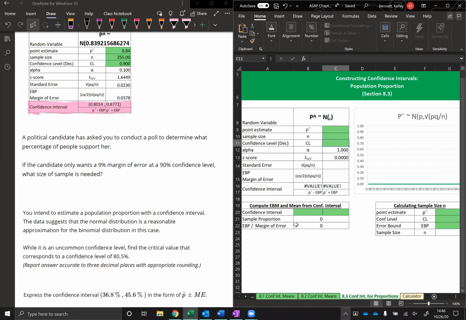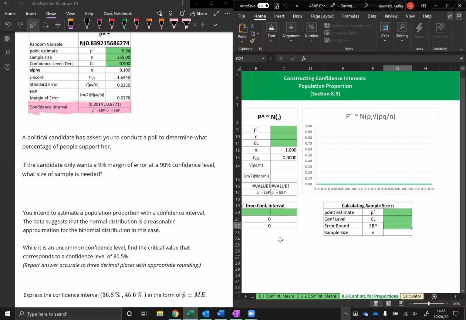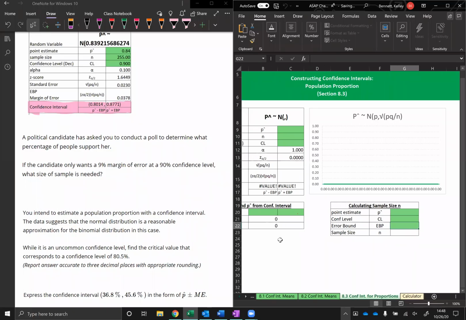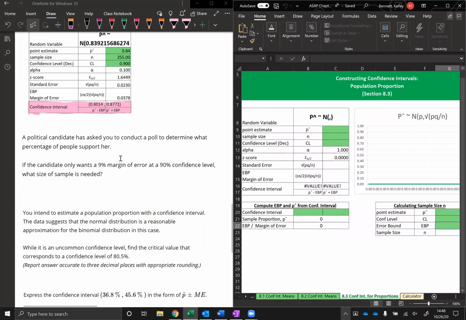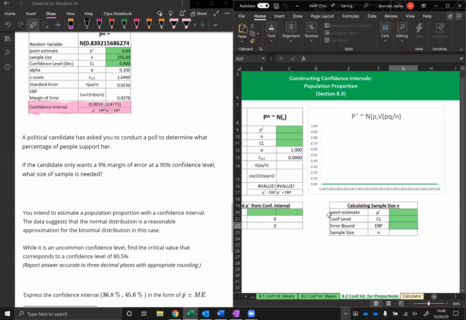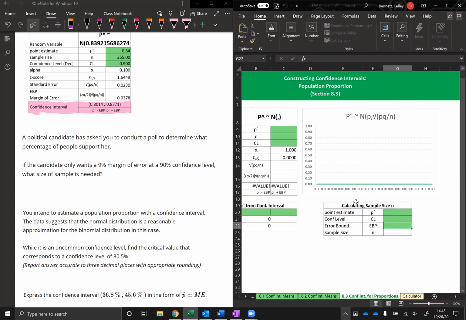But we have two other places to play in on this sheet. One of them is computing the error bound for the population from a confidence interval. And the other is going to calculate the sample size n. And so here we're asked what size of sample is needed. So that's exactly what I want to use. I want to use our sample size calculator.